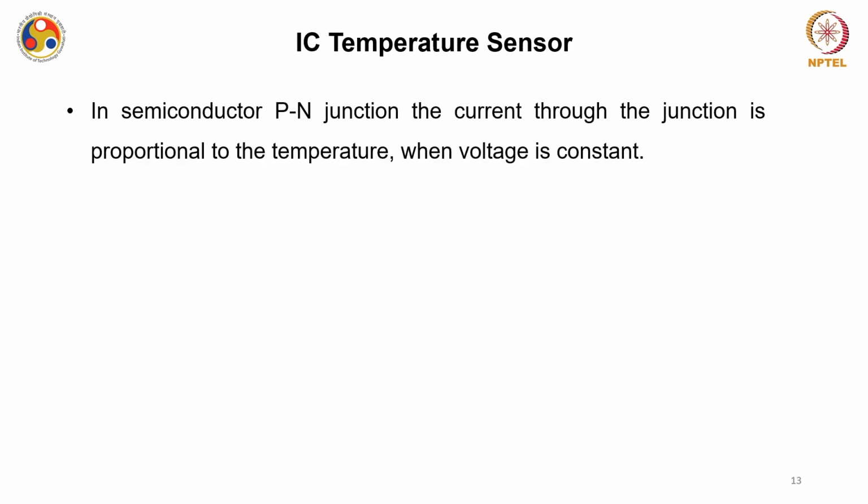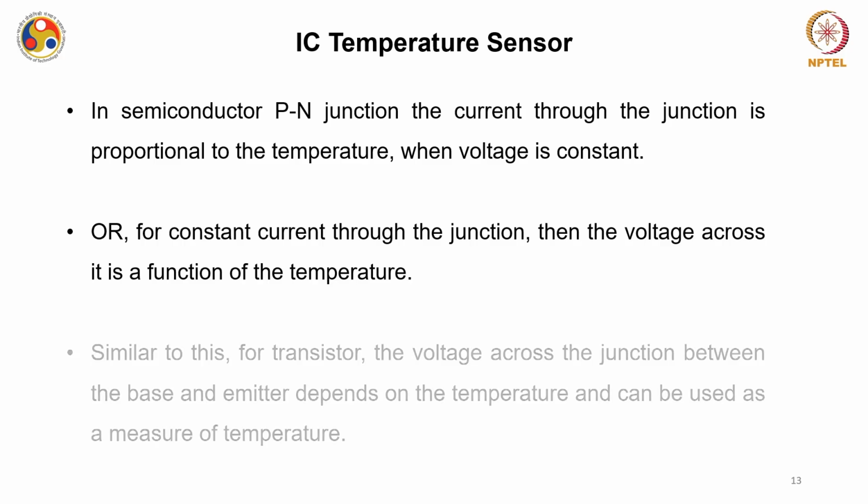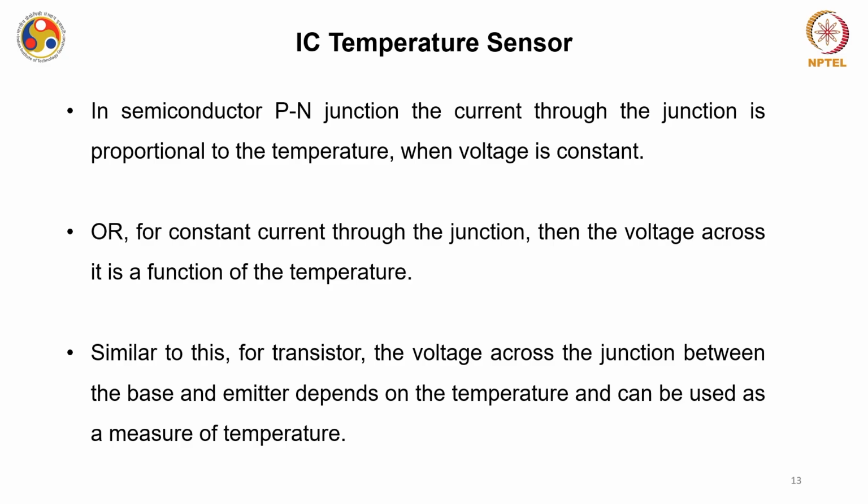Now there is the concept of IC temperature sensors, which are available in the form of integrated circuits. In a semiconductor PN junction, the current through the junction is proportional to the temperature when voltage is constant, or for a constant current through the junction, the voltage across it is a function of temperature. Similarly, for a transistor, the voltage across the junction between base and emitter depends on the temperature and can be used as a measure of temperature.